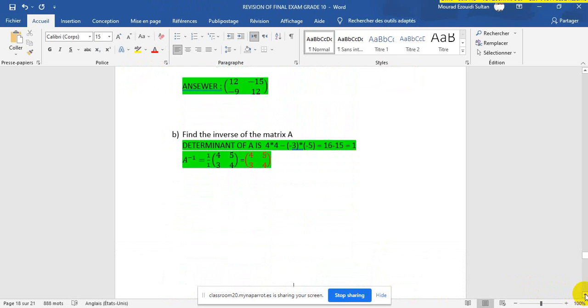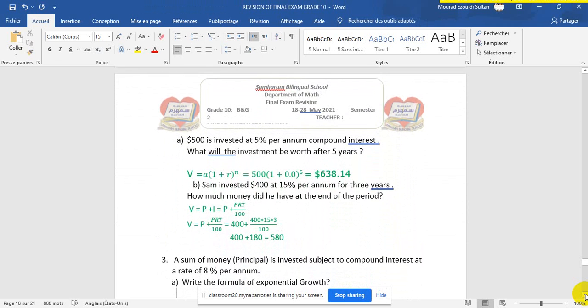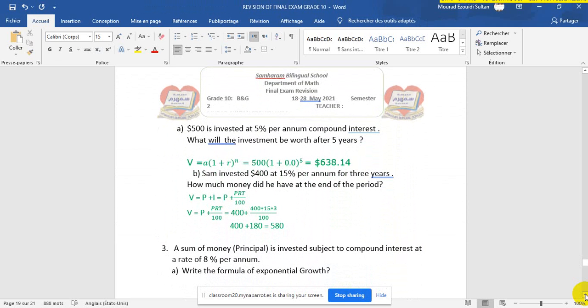Now we have question number 22. We have $500 invested at 5% per annum compound interest. What will the investment be worth after 5 years? Here you will use the formula of exponential growth, or the formula of the compound interest.